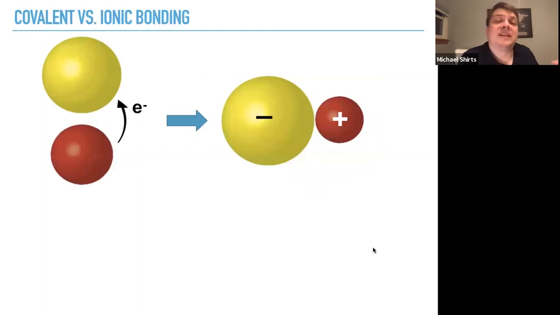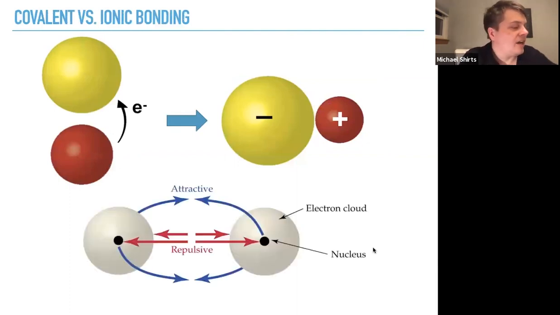For ionic bonds, you have an electron transfer from something that's usually more metallic to something that is non-metallic. You get a cation and an anion, and they attract each other by electrostatic interactions. In contrast, for a covalent bond, you have sharing of the electrons. When two atoms come together, the nuclei repel each other, but the nucleus of one atom and the electron cloud of the other are attractive, and then you have repulsion between the electron clouds.